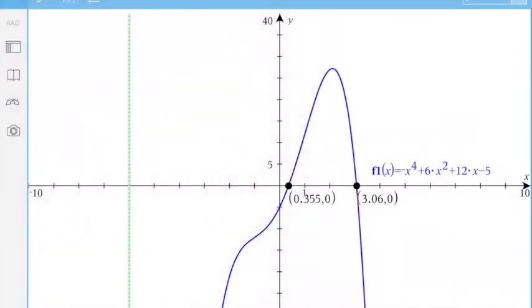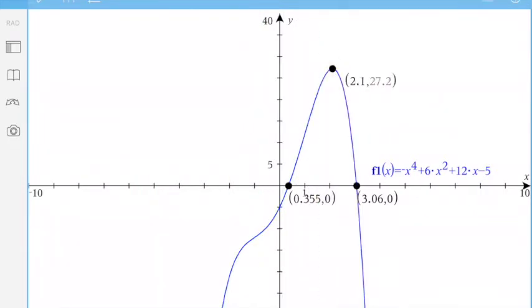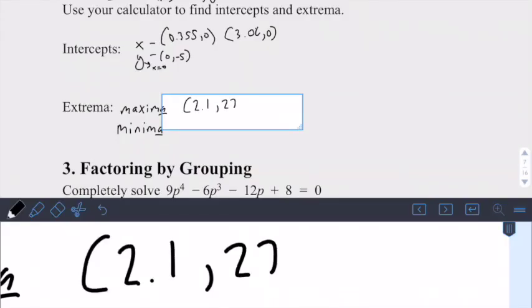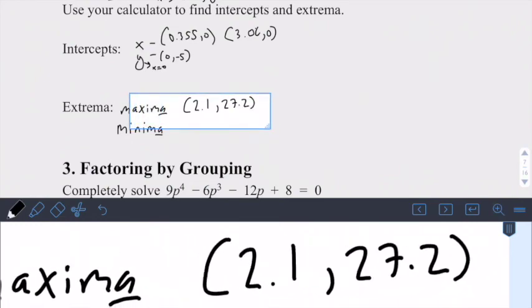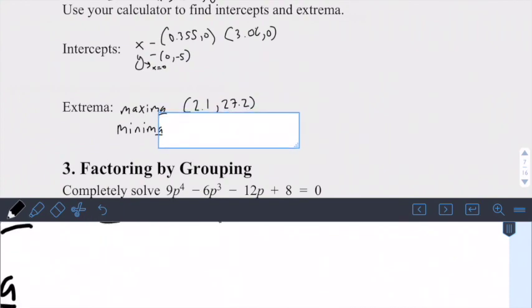Now for my maxima, I'm going to click, scroll, click. And it looks like there are no minima. There's a little something going on here, but there's no minima like we have with the maxima. So there's our one maximum, there's only one, and then our minimum, we have none.